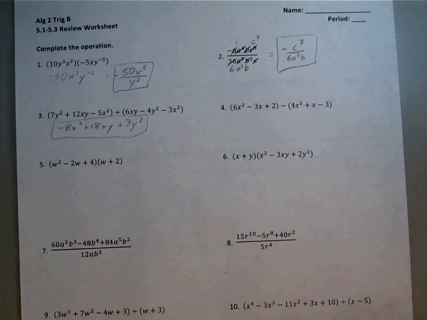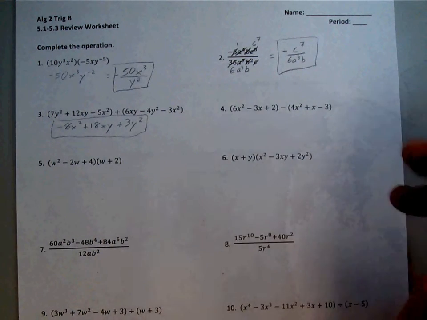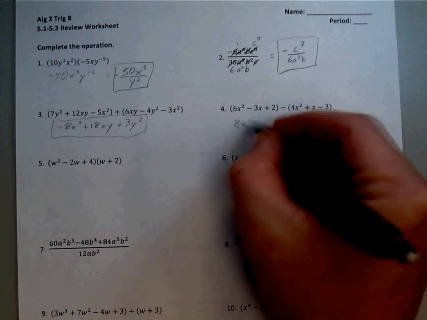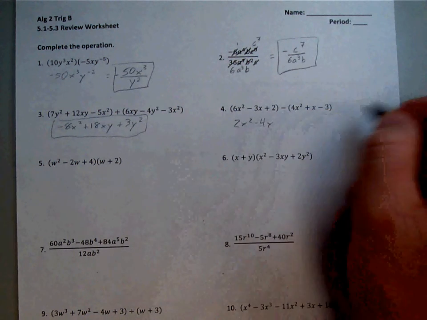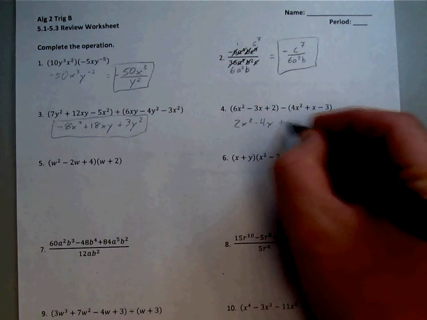Number 4, subtraction. Subtract like terms. 6x squared minus 4x squared is 2x squared. Negative 3x minus x is negative 4x. 2 minus negative 3, that's like 2 plus 3, which is 5.